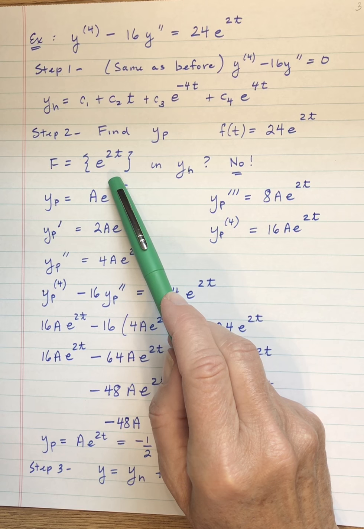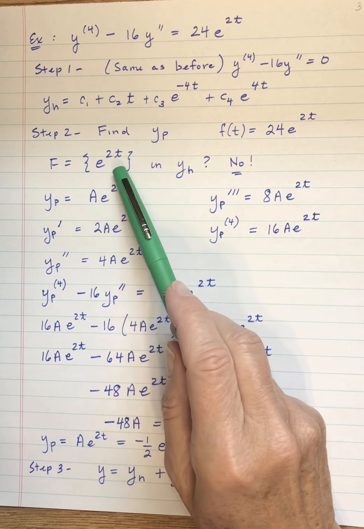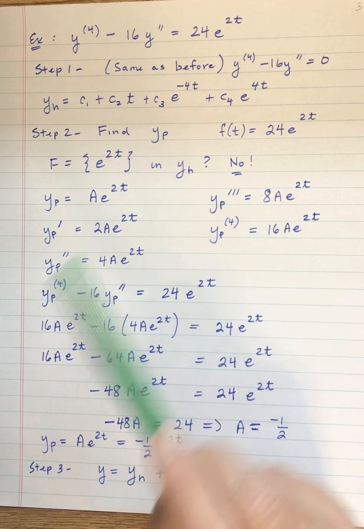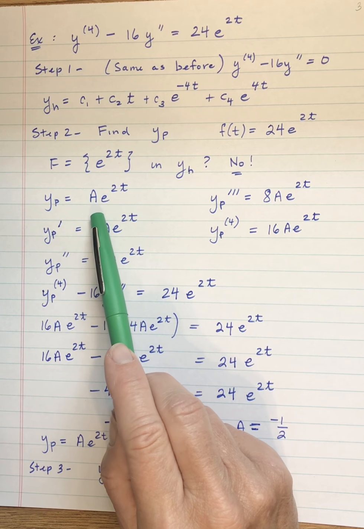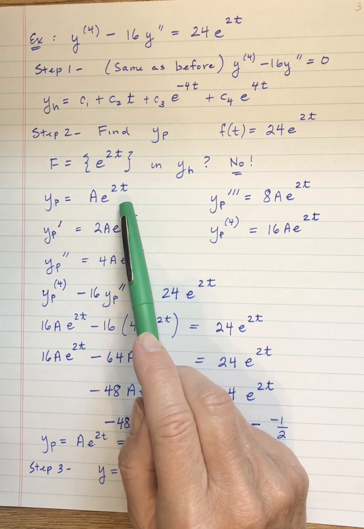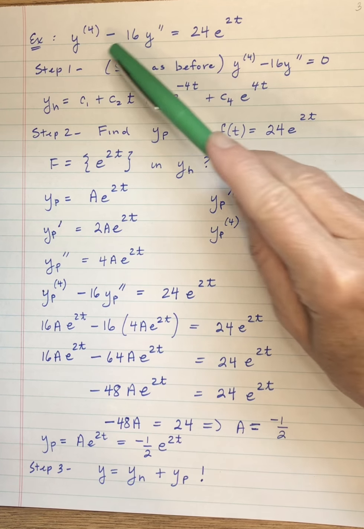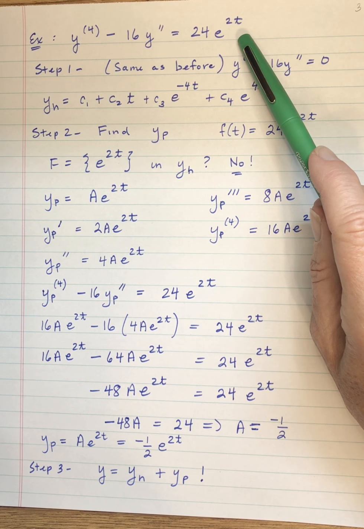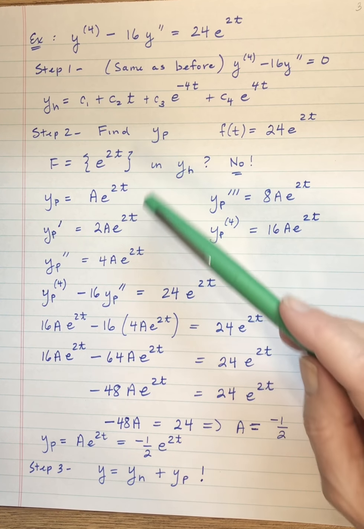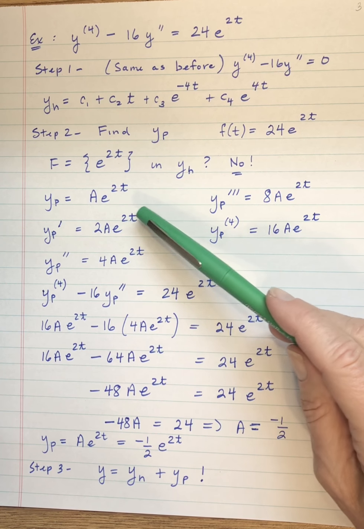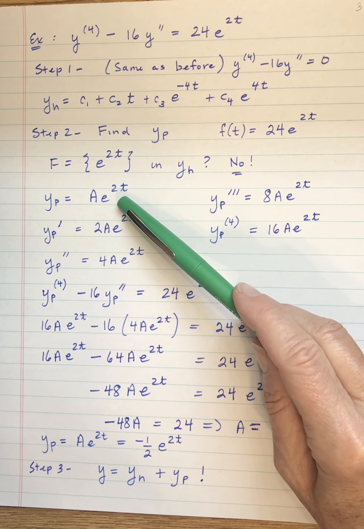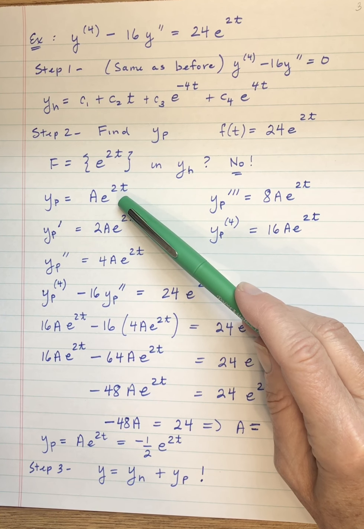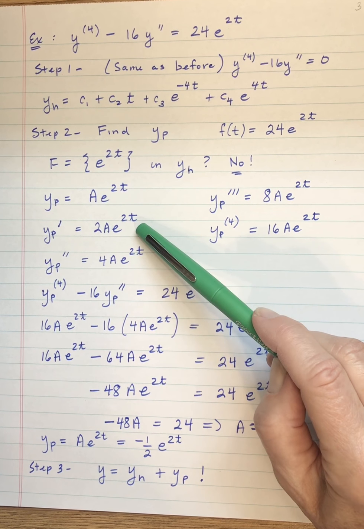Our fundamental set of solutions here is e to the 2t. Now, is e to the 2t in our homogeneous solution? The answer is no. So we assume our particular solution is a e to the 2t. We're looking for a solution so that when we plug it in to the left-hand side of the differential equation, we'll get an e to the 2t to come out. So that's a good candidate. Now, what's the derivative? We take a times e to the 2t. The derivative of e to the 2t is e to the 2t times the derivative of 2t. So we just get 2a e to the 2t.